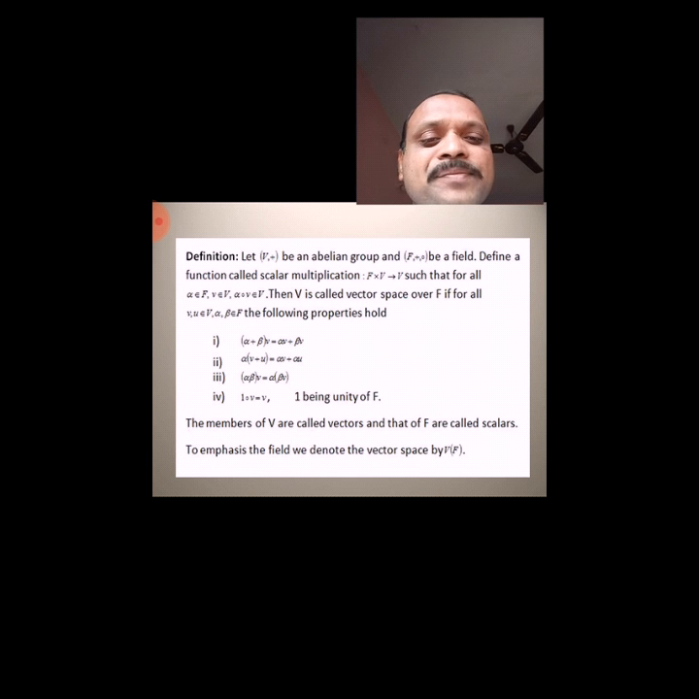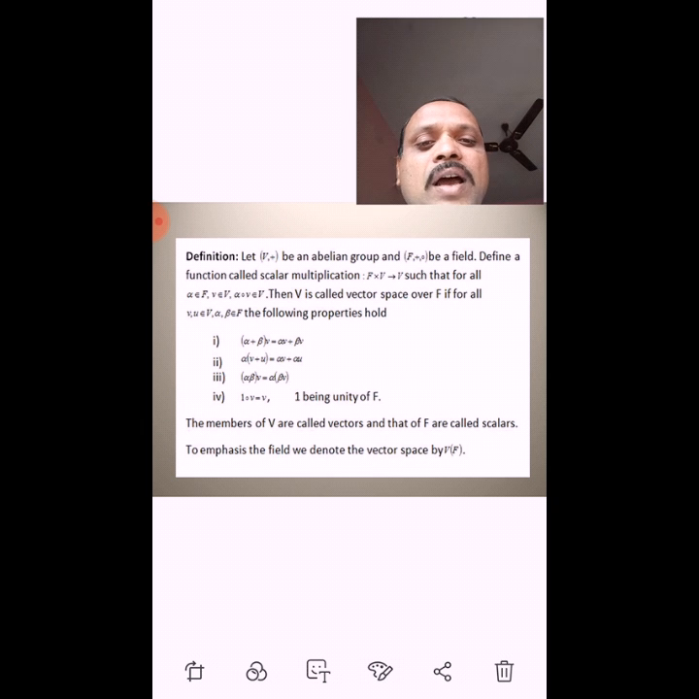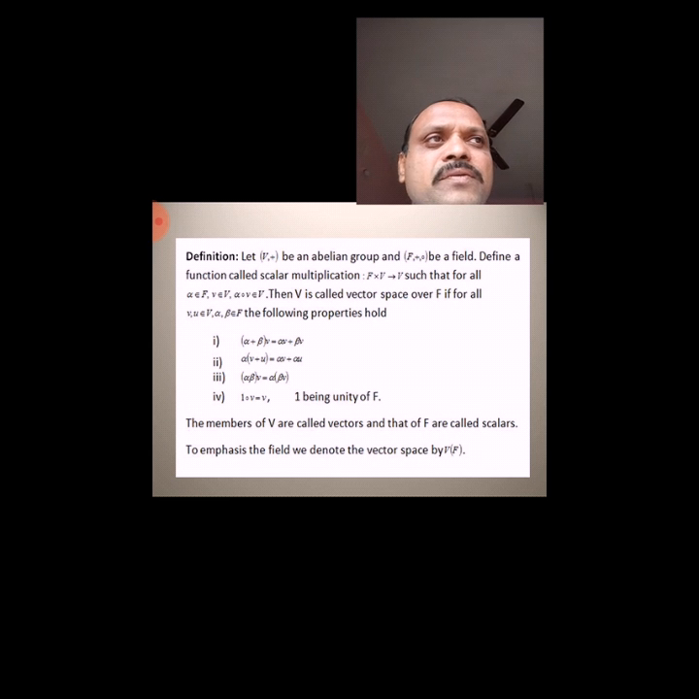Now here we define a function from F cross V to V. That means we are combining two sets V and F and getting a product in the set V, such that for alpha belongs to F and v belongs to V, that is one element from F and one element from V, we take their composition alpha v belongs to V. Then V is called a vector space over F with the following properties.